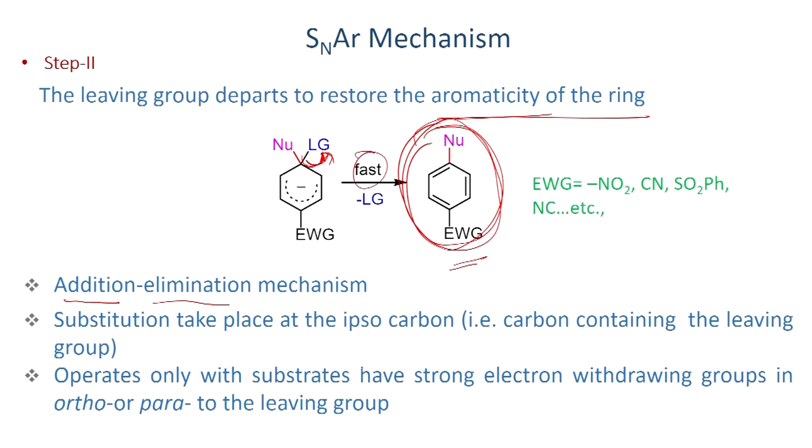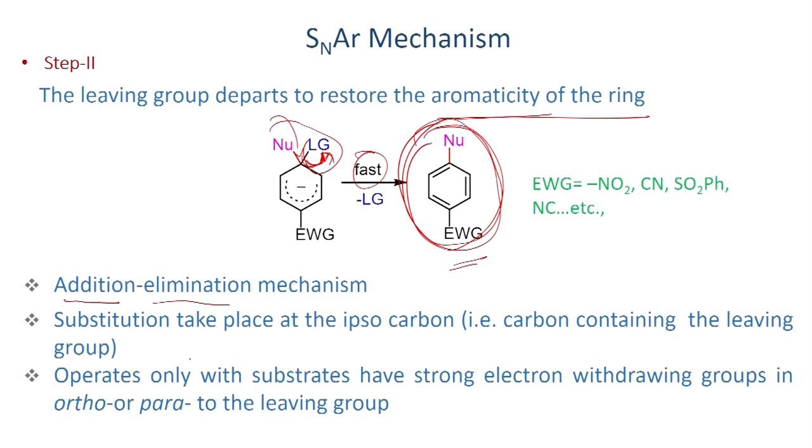As we have seen in the case of aromatic electrophilic substitution, there is also an addition-elimination reaction involved. Here also it is an addition-elimination reaction, but opposite, where the benzene ring acts as a nucleophile, it reacts with the electrophile, and you generate the carbocation. Here the benzene ring acts as the electrophile and the nucleophile undergoes addition, so you generate the carbanion intermediate, and then it loses the leaving group and you can get the aromatic system. The substitution takes place at the ipso carbon, where you have the leaving group.